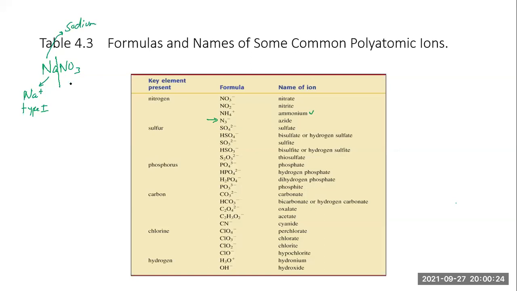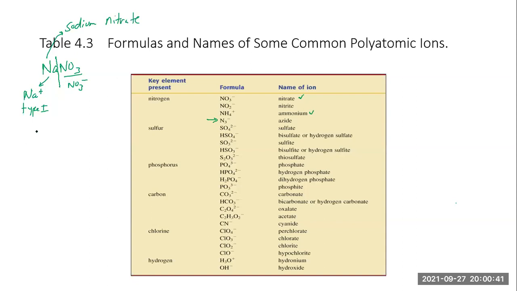We would recognize this hopefully as nitrate, which is NO3 minus. And where did that go? Right there on top. And we would use the whole name of the polyatomic ion, which would be nitrate. So this would be sodium nitrate.